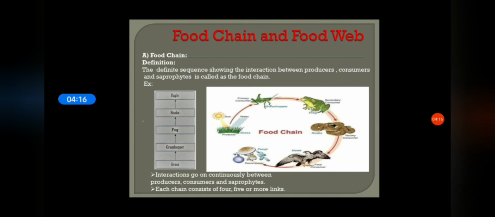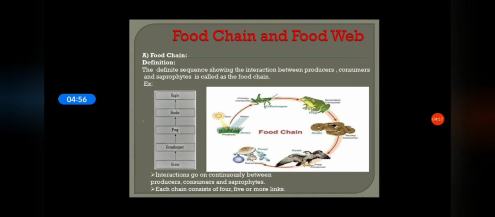Let us study first the food chain. The definite sequence showing the interaction between producers, consumers and saprophytes is called a food chain. Here in the diagram, we can see that the grass acts as a producer. It does the process of photosynthesis and serves food to all other organisms in the food chain. The grass is eaten by grasshopper. Grasshopper is eaten by frog. Frog is eaten by snake, and snake is eaten by eagle or hawk.